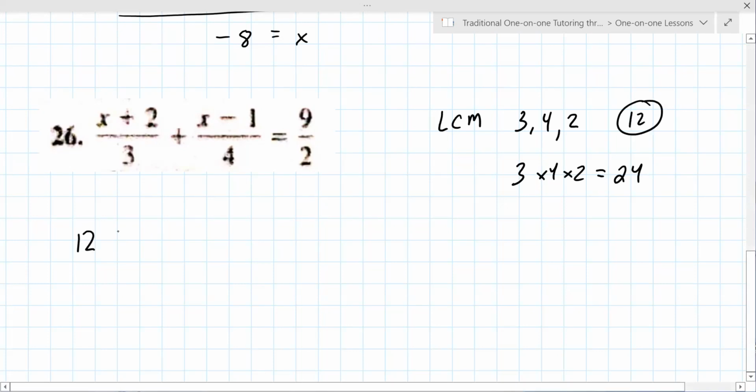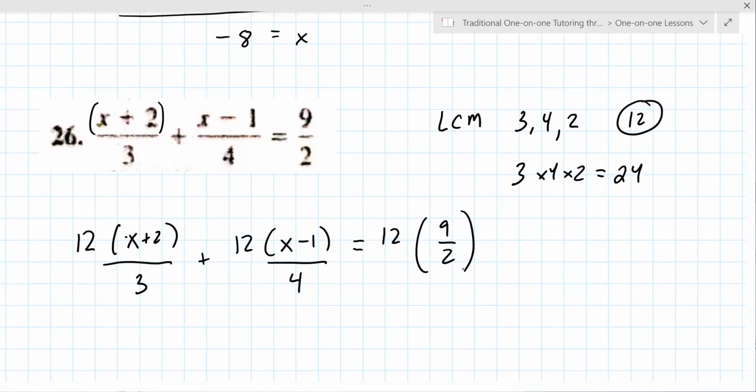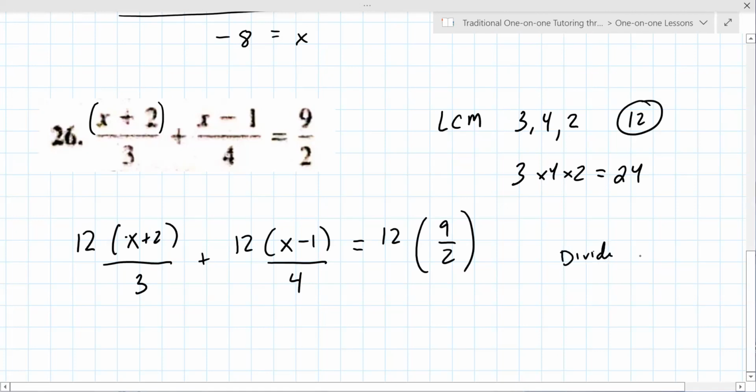12 times x plus 2 over 3. So there's implied parentheses in the numerator, plus 12 times x minus 1 over 4 equals, and then you can put the 12 on the left side. If you need to, you don't have to have the parentheses here, but the key is you're multiplying everything by 12. It's not a choice. Everything gets multiplied by 12. And like we just talked about, you want to divide before multiplying.